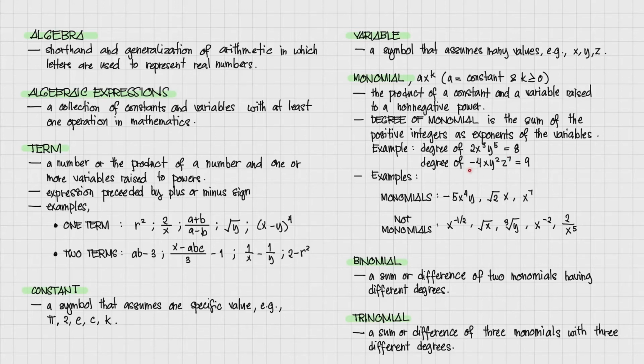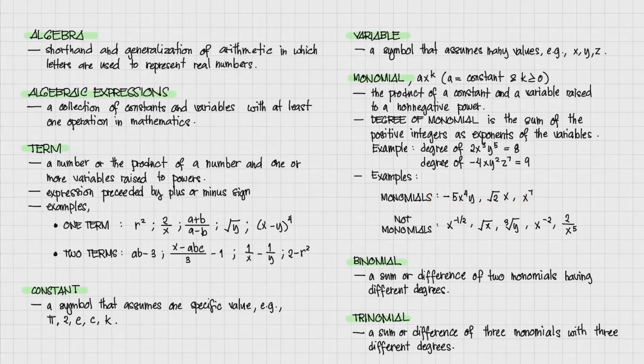Another example, you have negative 4 times x times y raised to 2 times z raised to 7. So its degree is equal to 9. So you have 2 plus 7 is equal to 9. Okay? Examples of monomials. So you have here a monomial: negative 5 times x raised to 4 times y. You have square root of 2 times x. You have x raised to the power of 7. Now, these are examples of monomials.